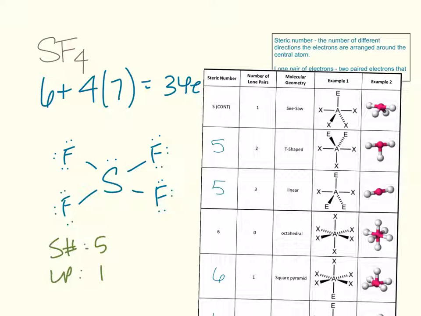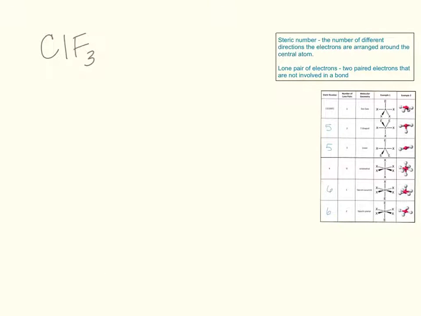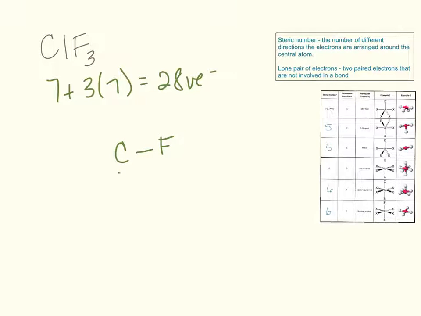All right, let's do a couple more. So I've got chlorine trifluoride. Chlorine has 7 valence electrons. Fluorine has 7 too, but there's 3 of them, so 21 plus 7 is 28 valence electrons. Chlorine will go in the middle, and then I'll have 3 fluorines. All right, and so right now I've got 2, 4, 6, 8, 10, 12, 14, 16, 18, 20, 22, 24, 26, and 28.